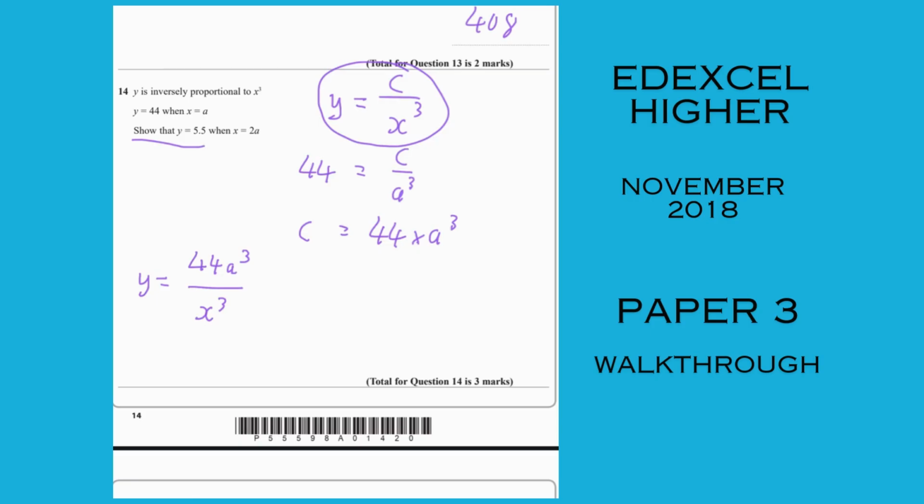We just need to replace x equals 2a. So we keep the 44 a cubed. We're going to replace the x cubed with 2a, all cubed. When you cube 2a, you get 8, and you get a cubed, and they cancel. You're left with 44 divided by 8, which is, guess what? 5.5.